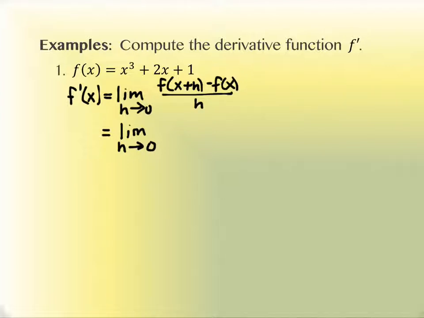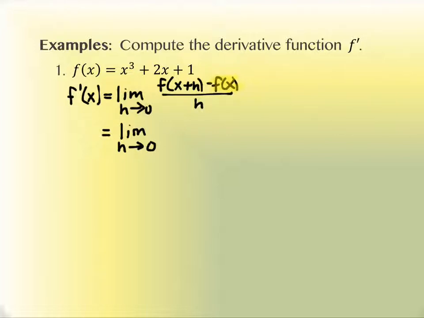And why can't I plug in 0 for h already? There's an h in the denominator, which looks an awful lot like a test question you had, right? That's why. Okay? Now, I know what f of x is. This second piece of information right there, I know it. What is that? Yeah, that's what was given to me, right? x cubed plus 2x plus 1.